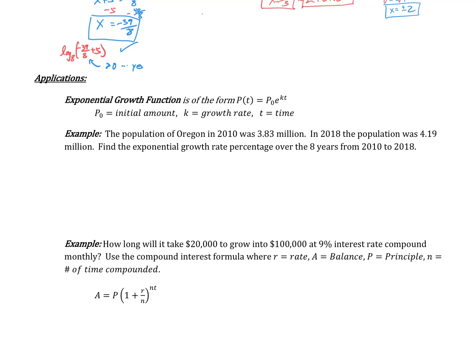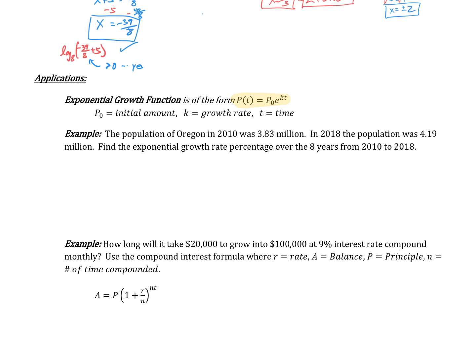So let's look at a couple application problems here using exponentials and logarithms. So here we have what we call an exponential growth function, and it looks like this. We have P, the population usually we're talking about, equals the initial population, P naught, or P sub 0, times e to the kt. Now this number e is the natural number e. It's not a variable. K is the growth rate as a decimal, and t is the time, which is our variable. So let's see how we can use this.